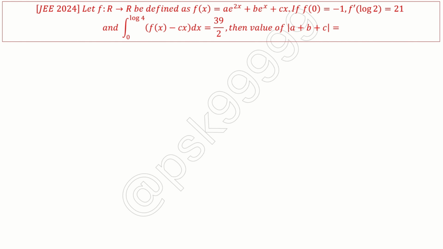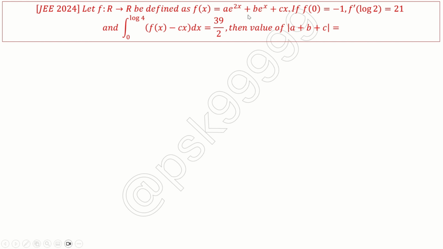Let f be a function from R to R defined as f of x equal to a e to the power of 2x plus b e to the power of x plus cx. If f of 0 equal to -1, f dash of log 2 is 21, and the integration from 0 to log 4 of f of x minus cx dx equal to 39 by 2, then what is the value of absolute a plus b plus c?